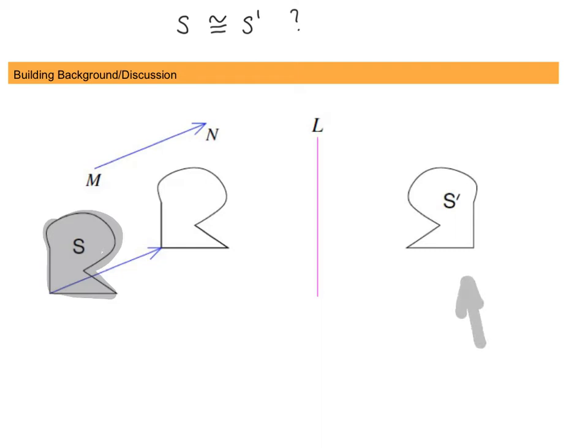So the first thing we're going to do is it gives us a vector. We're going to slide it along this vector MN. So we slide it along this vector MN, and it now maps to right here.